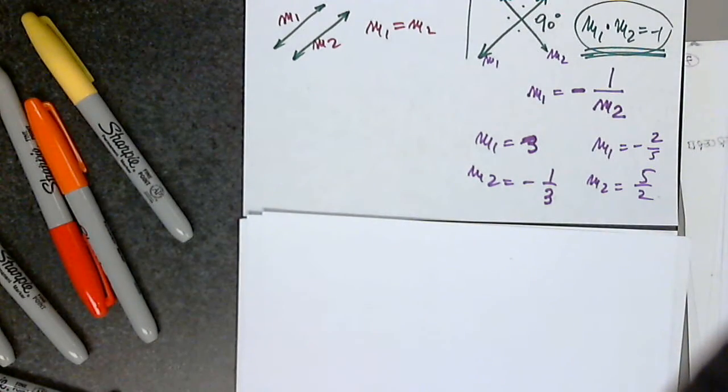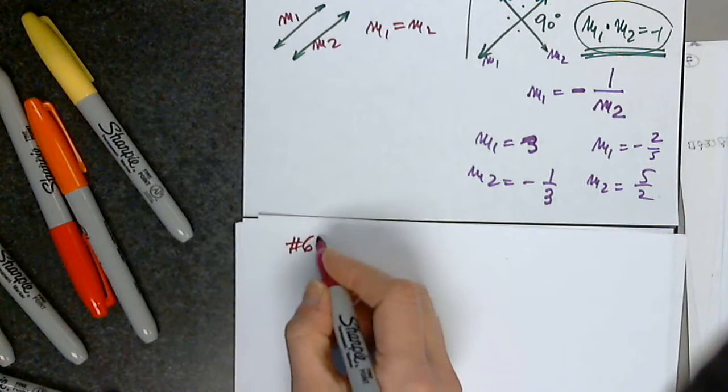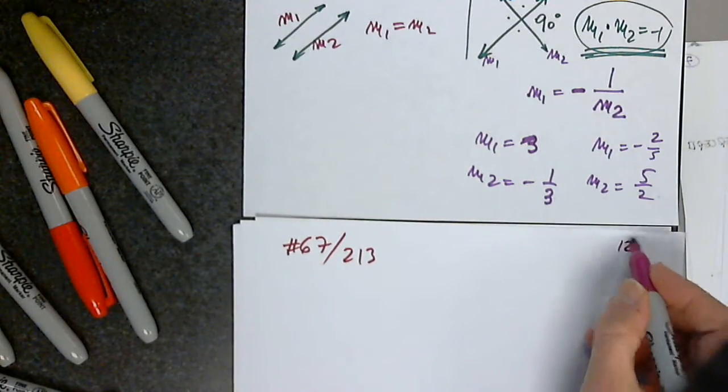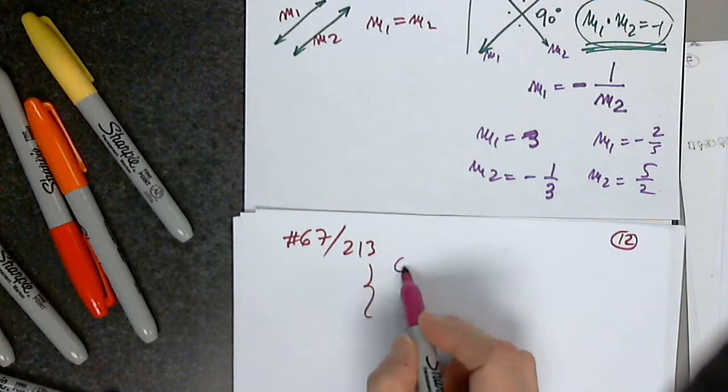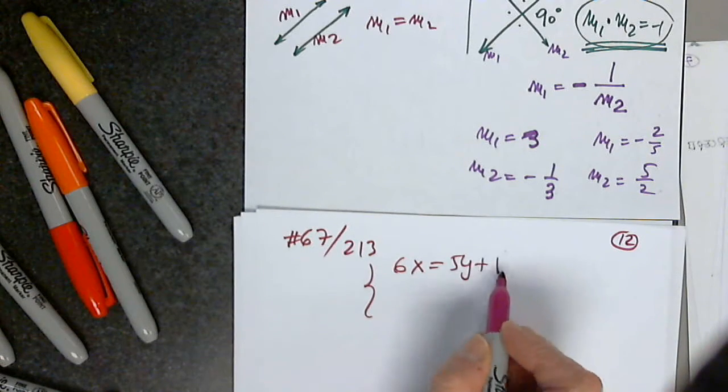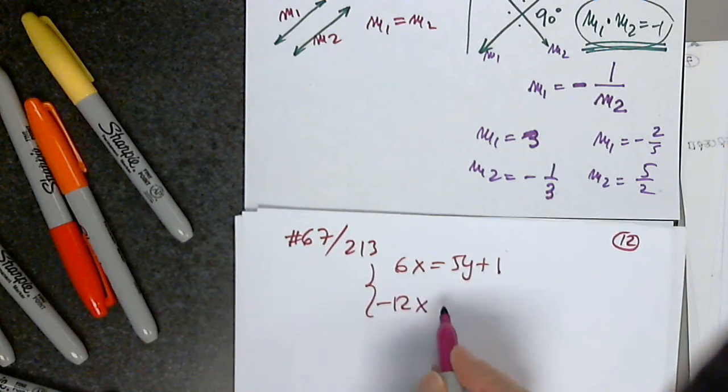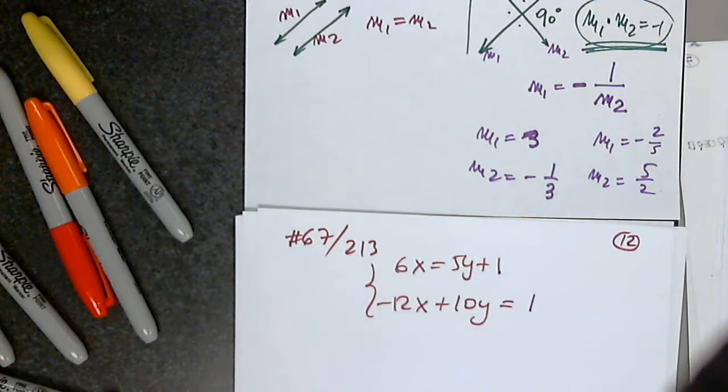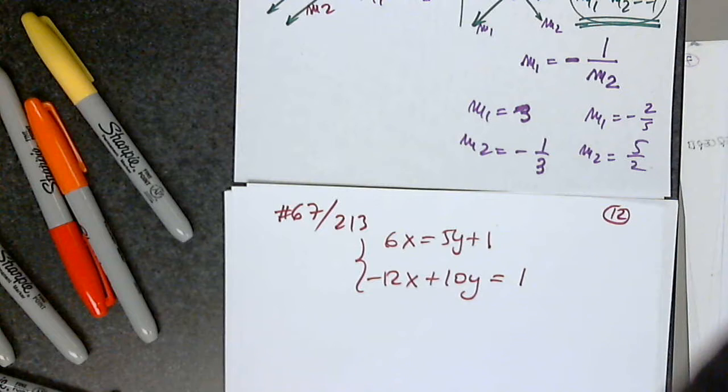So let's look at an example. On page 213, let's look at 67. We're given two equations. 6x equals 5y plus 1, and negative 12x plus 10y equals 1. Determine whether each pair of lines is parallel, perpendicular, or none of the above.